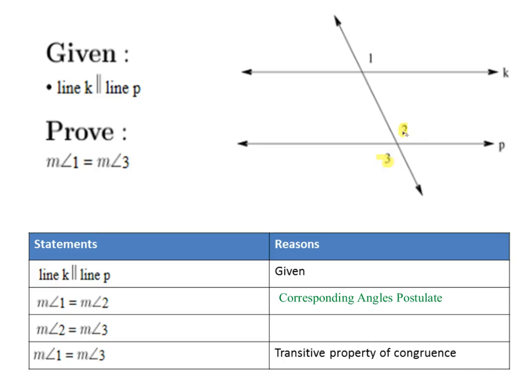These two angles are across from each other. These are vertical angles. Vertical angles are always congruent. So that is the vertical angles theorem.